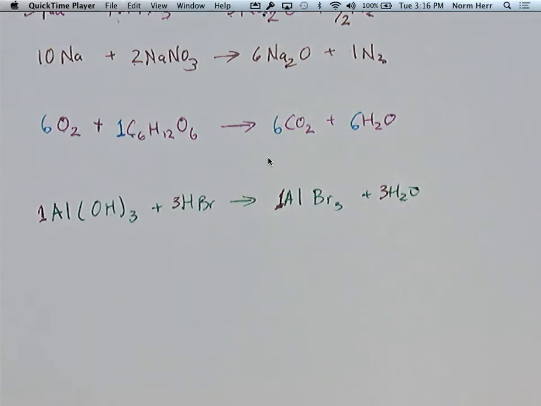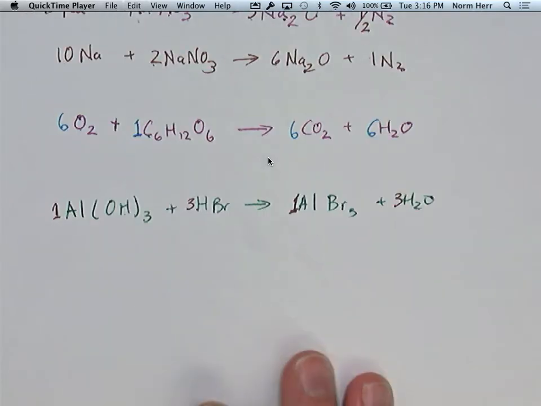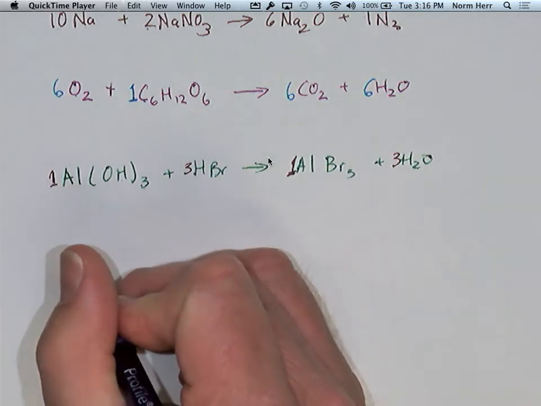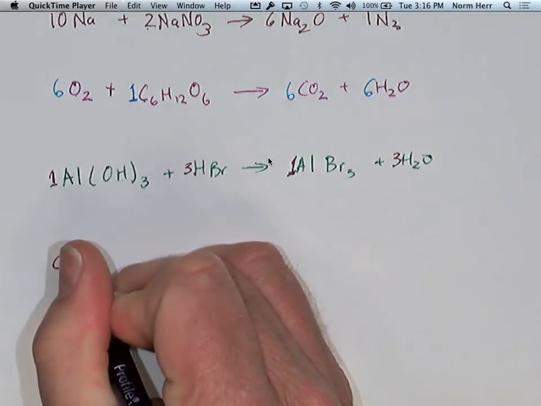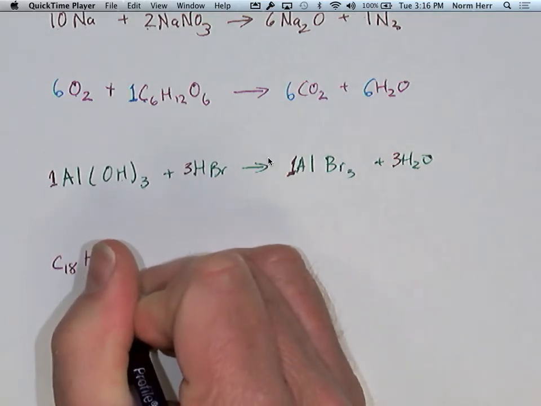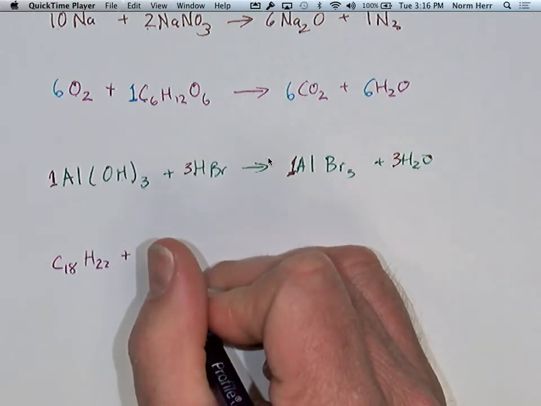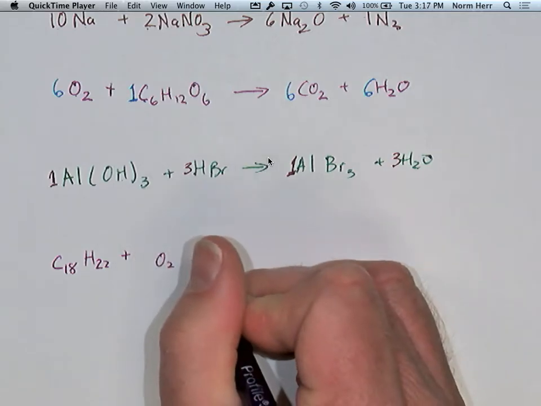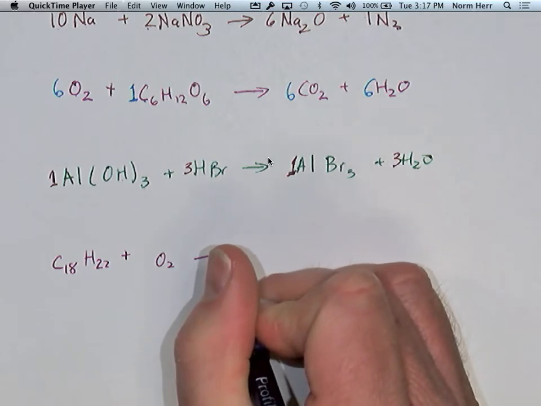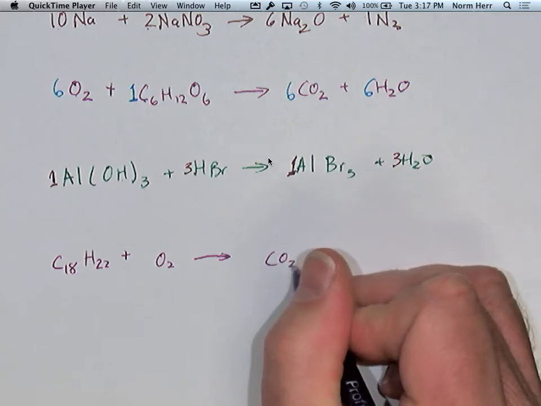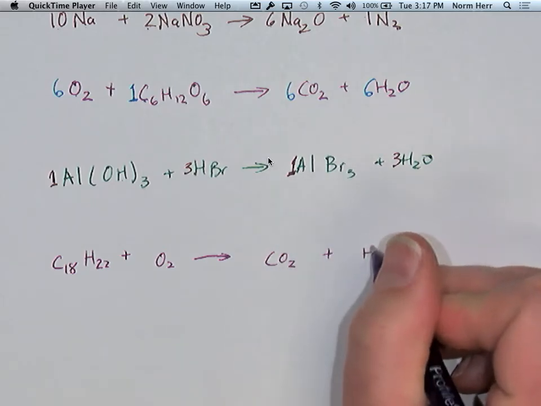Let's do one more here. Let's take a more complex reaction. So let's take a look at a hydrocarbon. Let's say C18H22, maybe something like in paraffin wax, a long chain hydrocarbon, is going to be oxidized. And from this, we're going to produce carbon dioxide and water vapor.